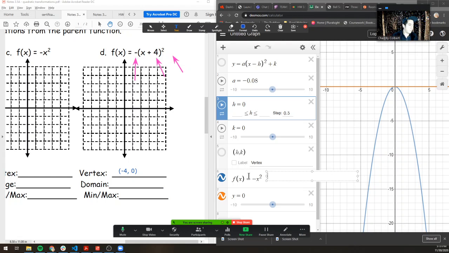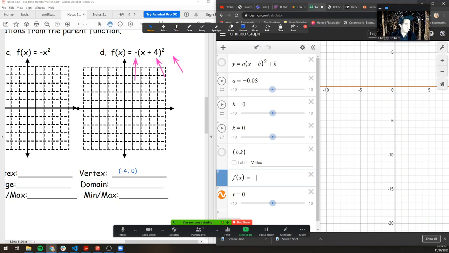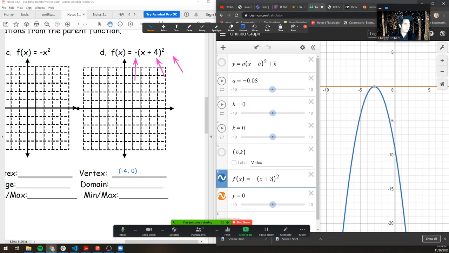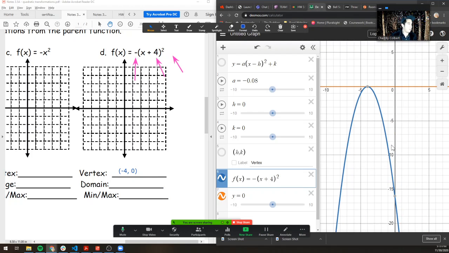Let's put it in Desmos. Okay. Put in Desmos, so negative, plus parenthesis, square that, and then inside parentheses be x plus 4. And there you go. All right. That's the vertex again. -4, 0. It opens down. The domain again all real numbers, and the min-max. This has a maximum. Sorry, it has a maximum. The maximum is at 0 at this point, -4, 0. The maximum y value is 0.